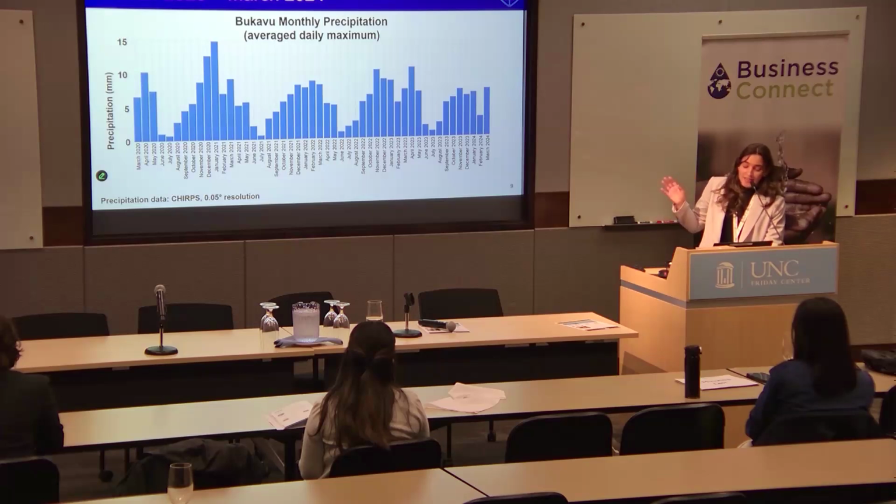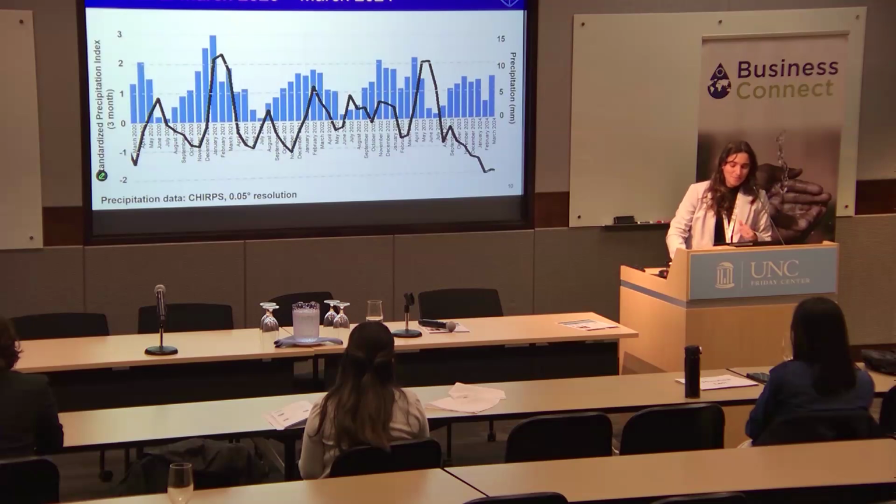So for our analysis, we focused mainly on rainfall. Here we have the average daily maximum precipitation by month over our study period. And you can really see we have a cyclical dry season, monsoon season here. I'm going to go a bit fast just for time.